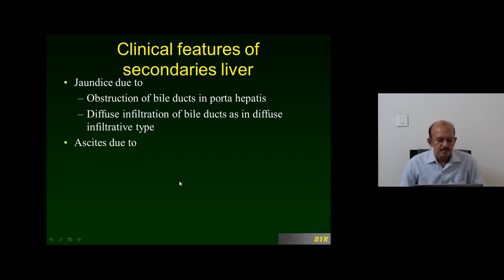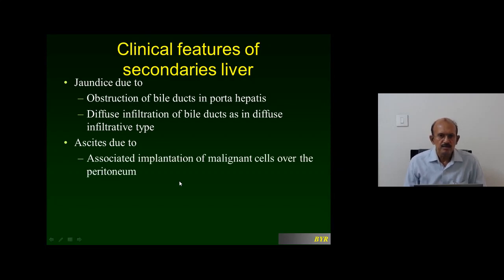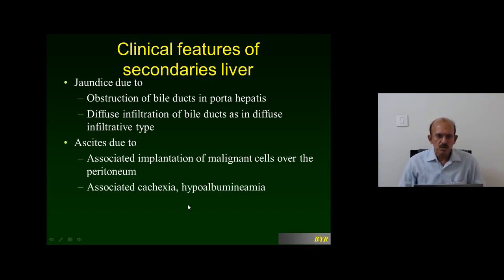Number 2, associated hypoalbuminemia due to malnutrition. The parietal wall deposits will not be there; it will be peritoneum deposits. Hypoalbuminemia deficiency, yes, that is good. So it is ascites due to associated implantation of malignant cells in the peritoneum, associated cachexia and hypoalbuminemia.